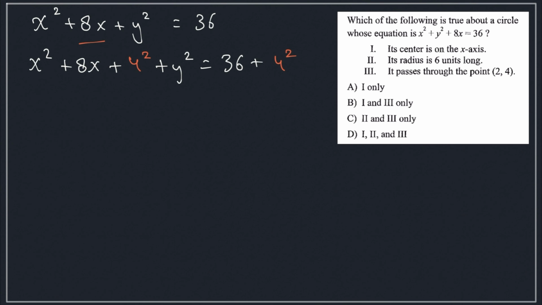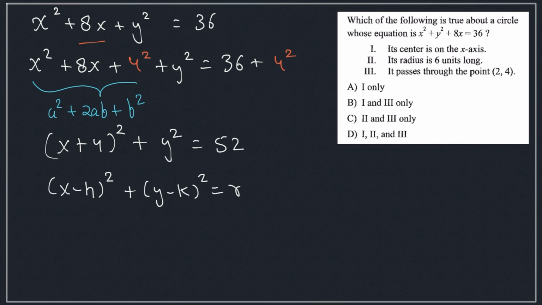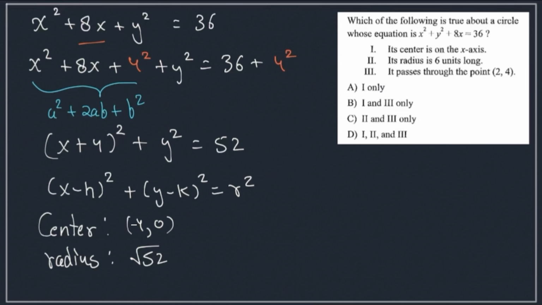x squared plus 8x plus 4 squared is a perfect binomial square. It is very similar to the a squared plus 2ab plus b squared form. It can be rewritten as (x plus 4) squared. On the right side, we will get 52. Comparing this to the general equation of a circle will give us the center at (negative 4, 0), and the radius is going to be the square root of 52.